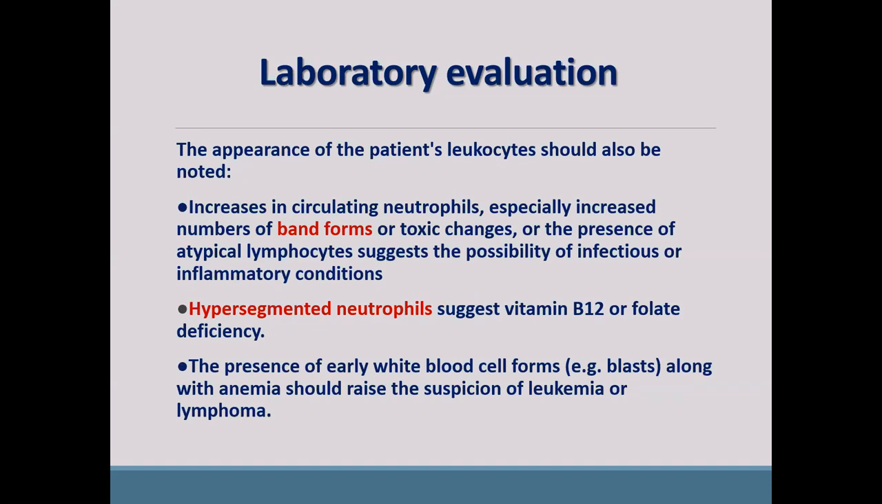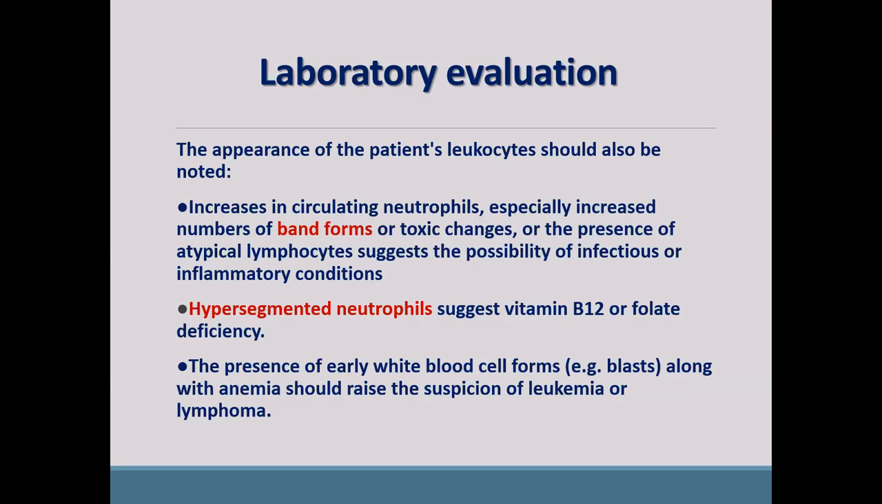Also, the patient's leukocytes should be noted, for example, an increase in circulating neutrophils like band forms or toxic granulation, or the presence of atypical lymphocytes. Band forms and toxic granulation suggest the possibility of bacterial infection, while atypical lymphocytes suggest viral infection like EB virus or other inflammatory conditions. Hypersegmented neutrophils are suggestive of vitamin B12 or folate deficiency in megaloblastic anemia.